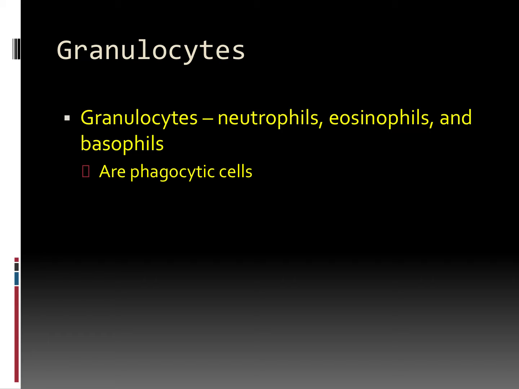So the first category are the granulocytes. Granulocytes include neutrophils, eosinophils, and basophils. So those are just different specific types of white blood cells that happen to be granulocytes. And they are all phagocytic, which means they all can eat whatever. Bacteria, yeast, fungus, etc. So they're all phagocytic.